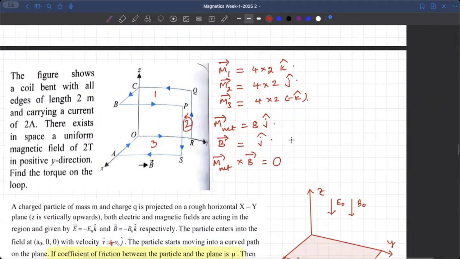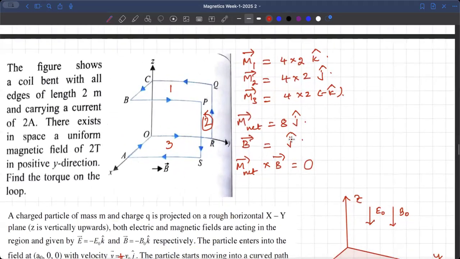Now to take this part: the figure shows a coil bent with all the edges of length 2 meters and carrying a current of 2 amps. There exists in space a uniform magnetic field of 2 Tesla in the positive y direction. Find the torque on the loop. Please conclude the magnetic moment part.